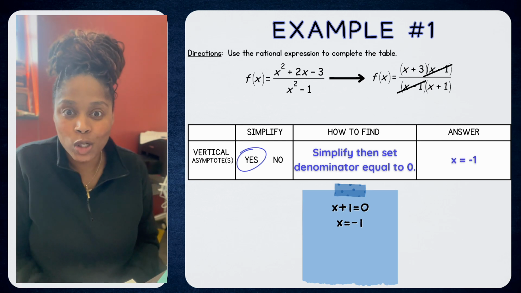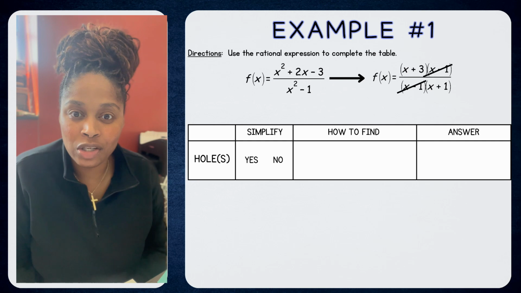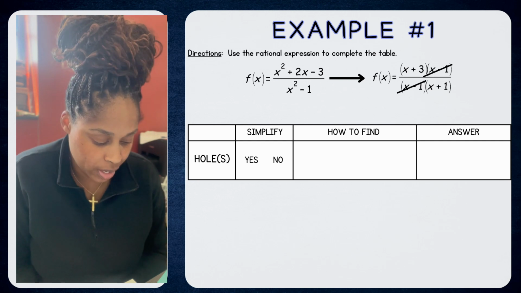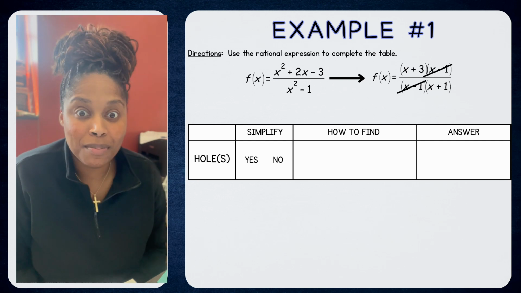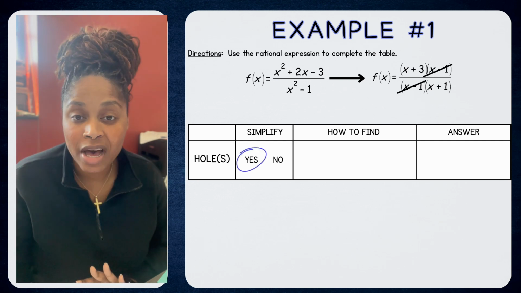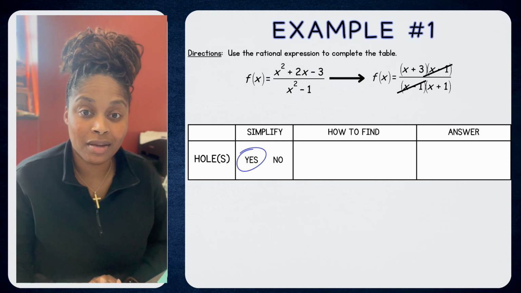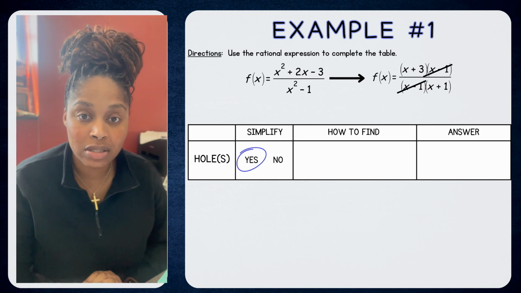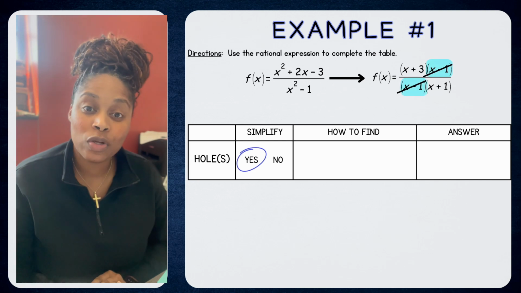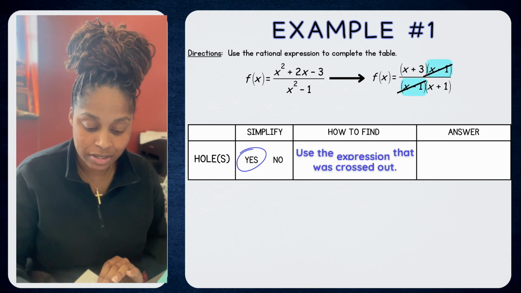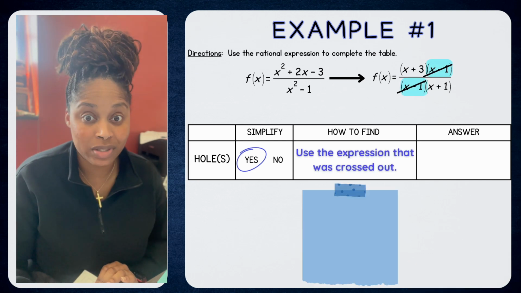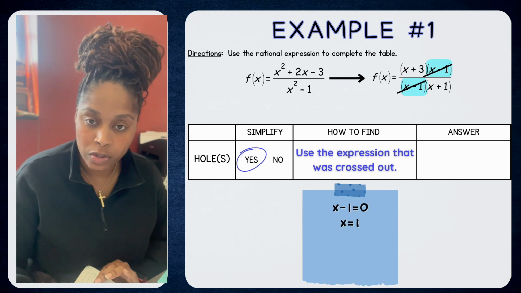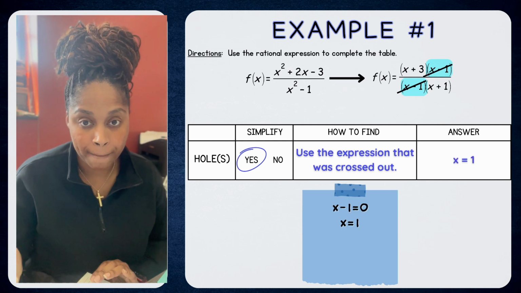Okay, next part, the holes. So far we know that a hole is a type of discontinuity. In order to do this, we must simplify first. And the value of our hole is going to be anything that we crossed out. So as we see here, we crossed out x minus 1, which means our hole is going to be at whatever x minus 1 equal to 0 is. My hole is going to be at x equals 1.